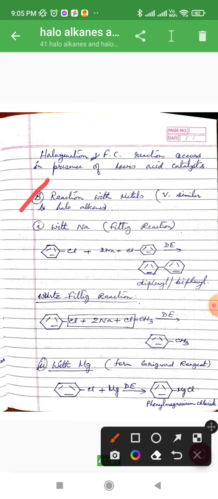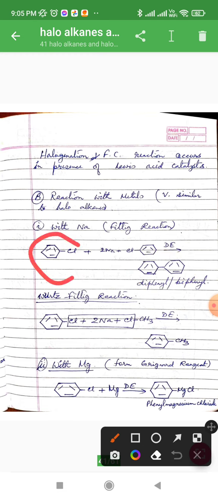The two reactions, one is with sodium, another reaction is with magnesium. In haloalkane, the reaction with sodium, we name it as Wood's reaction. But when we use haloarene, the same reaction is known as Fittig reaction. Reagents are same, compounds are similar, the products formed are also similar. So here you see what we have taken.